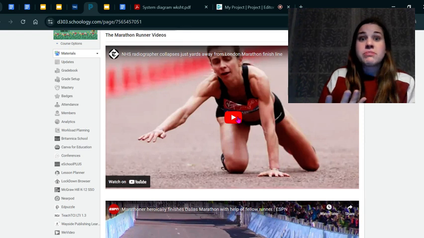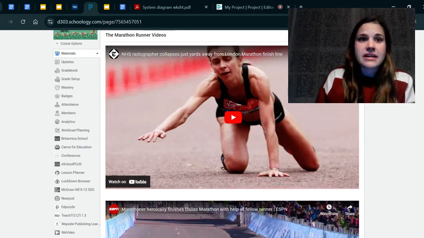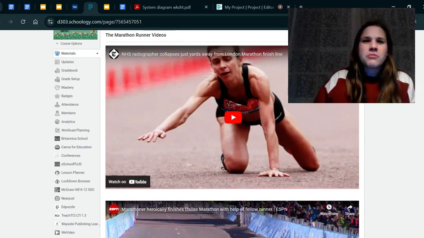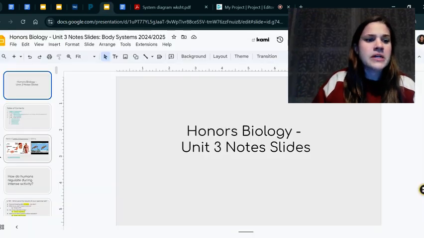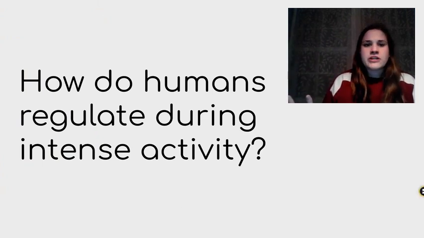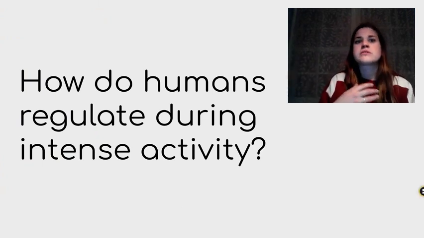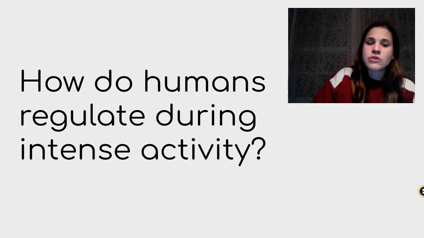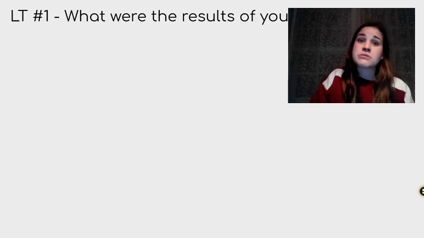Their muscles, their body literally just kind of failed them in the last second. And so we're trying to unpack why that might be, how that could have happened. So to start with, we started asking ourselves, just how do humans regulate during intense activity? What's the normal state? And to unpack that, the very first thing we did was a little exercise lab.